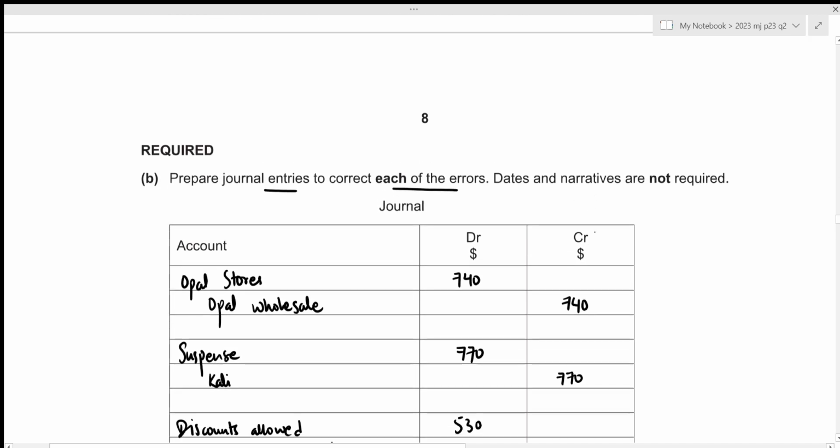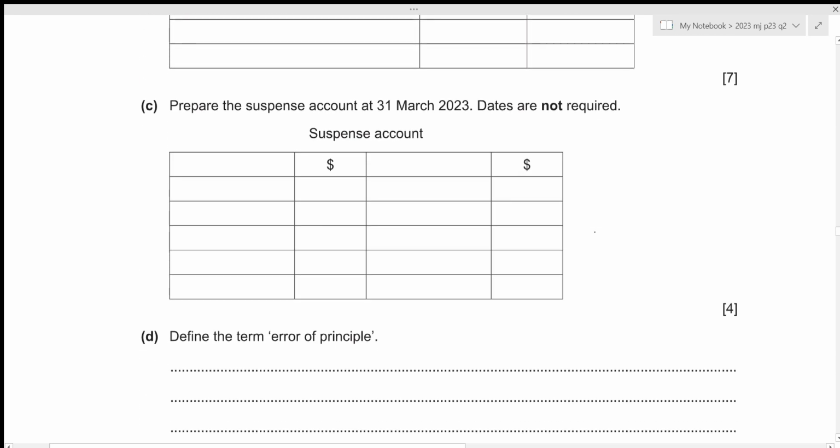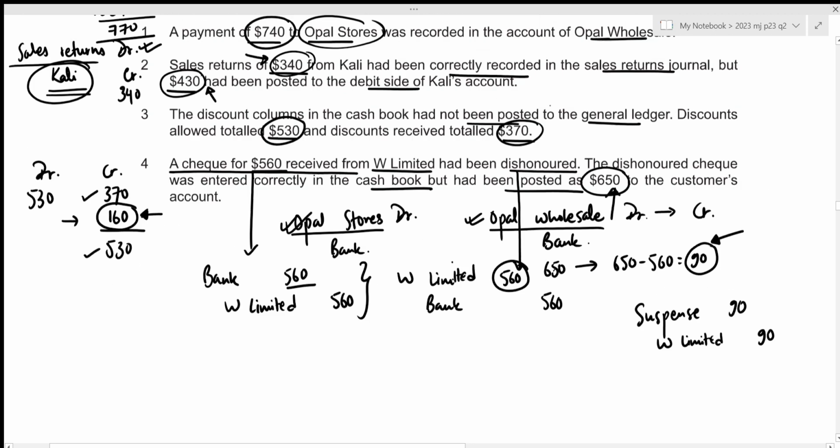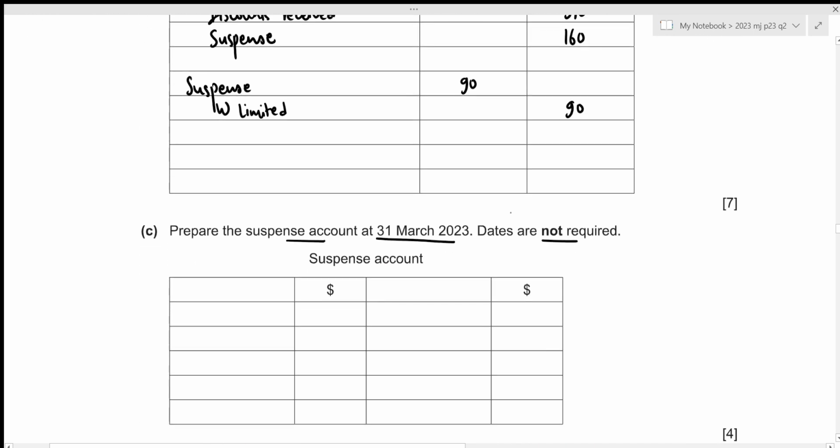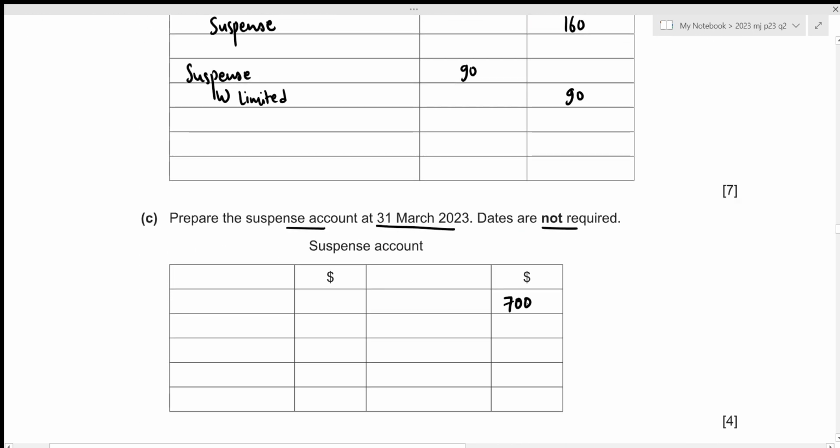That's all for the fourth error as well as the second part of this question. Now for the third one, we need to prepare the suspense account at 31st March 2023, and the dates are not required. So we first start with the difference that resulted in the suspense account, which we have already figured out to be 700. And in the trial balance itself, we put suspense account on the credit side, because remember that our credit side has a lower balance compared to the debit side, which means that for our suspense account as well, the opening balance will be on the credit side with the value of the difference, which is 700. So that will be 700 as our opening balance.